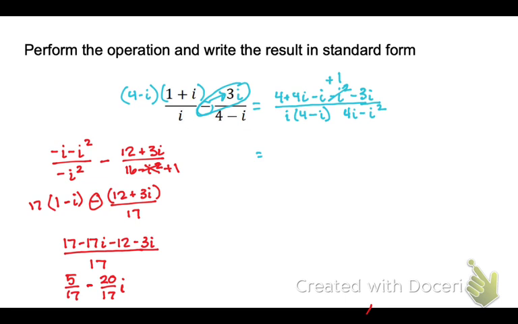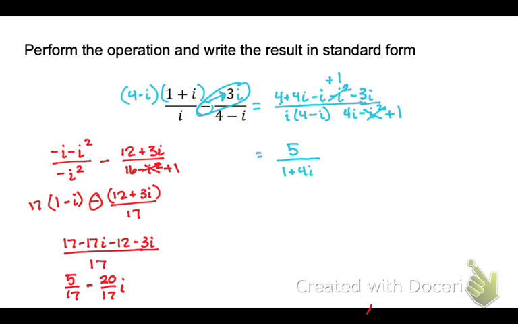Oh, wait, we're not done. Okay, so I have 4i minus i is 3i, minus 3i is what? 0. And then 4 plus 1 is 5. Then this becomes positive 1, yes. So I have 1 plus 4i.